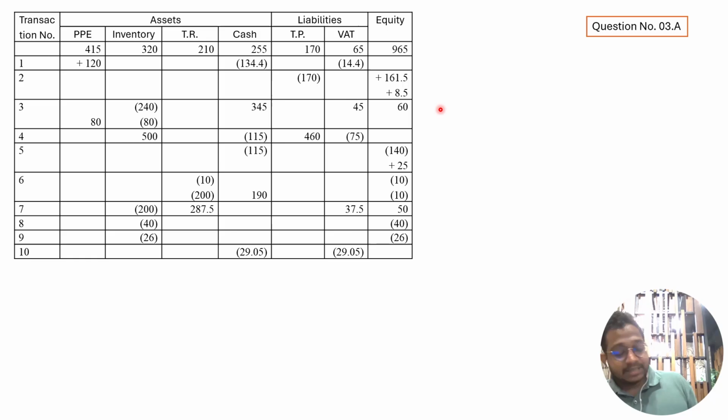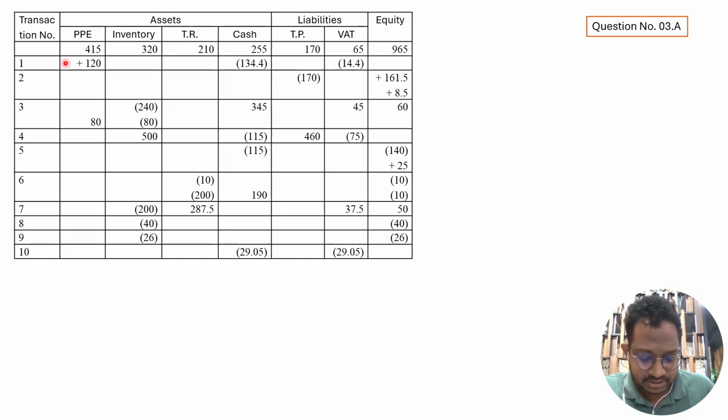Right? And there are 10 transactions. So what you have to do is record those 10 transactions in the given accounting equation. But first of all, before that, you have to mention the opening balances for assets, liabilities, and equity.